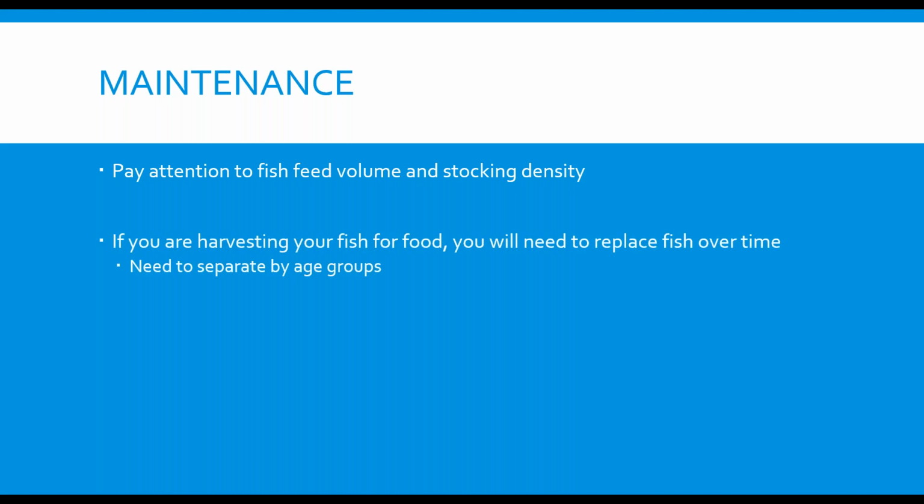If you are harvesting your fish for food, you will need to replace your fish over time. And you can't do it all at once, because if you take all the fish out of the system at the same time, there won't be any more ammonia or nitrate, and all of your plants will die. So you will need to replace your fish over time. You highly recommend that you have multiple tubs going, divided by age group, because everyone will kind of graduate through the system together.